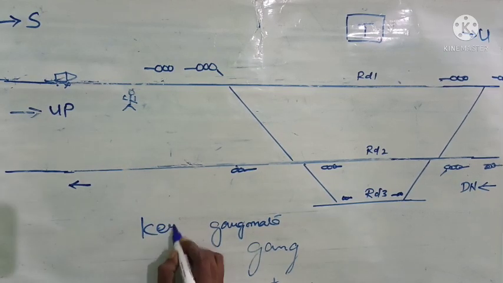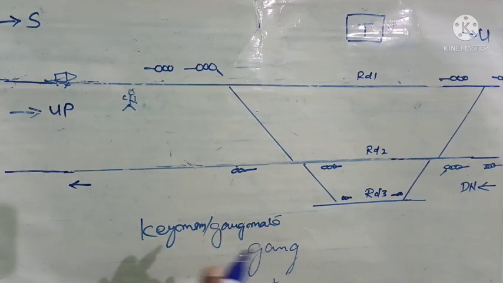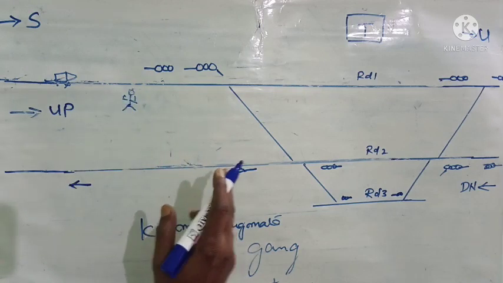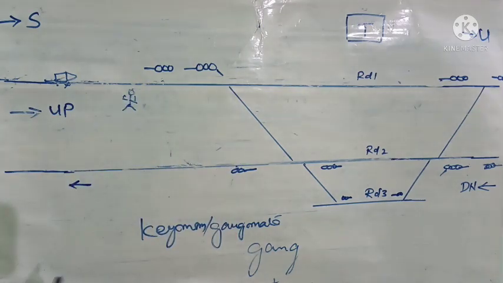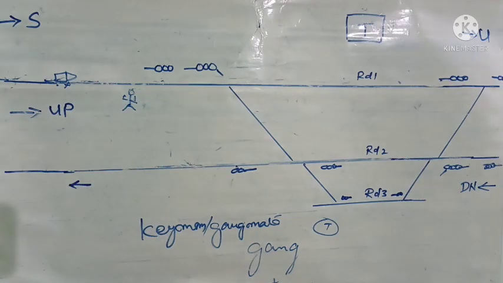Keyman is also a staff under this gangmate. What is the duty of this keyman? Keyman will be given a section, a beat section, that is a particular length of the section to be inspected on foot. In Indian Railways, the entire running line of railway will be inspected by the keyman at least once in a day. This keyman has been given 8 kilometers to inspect in a day.